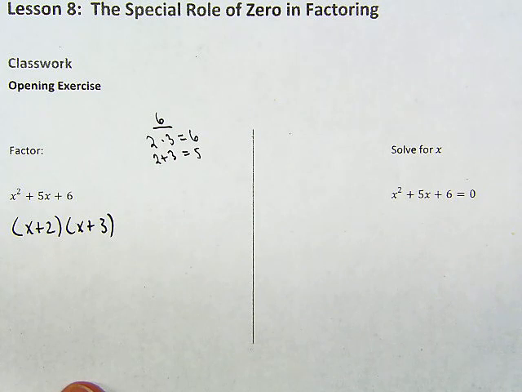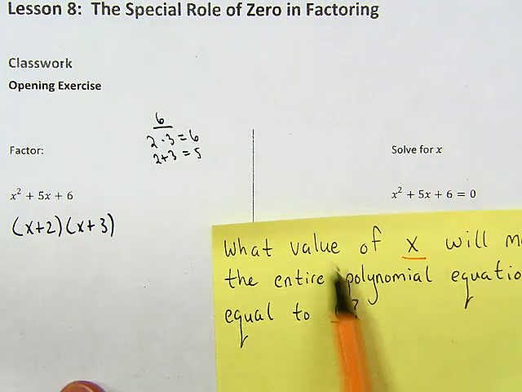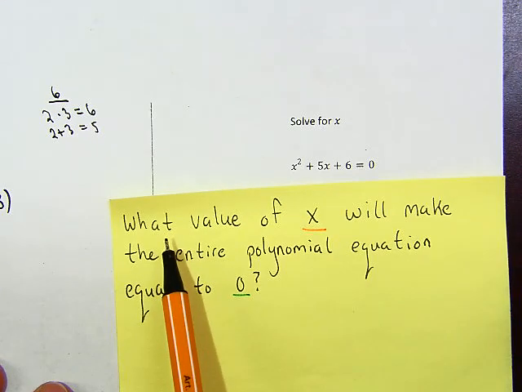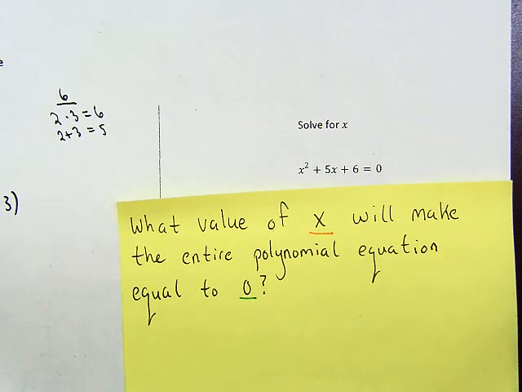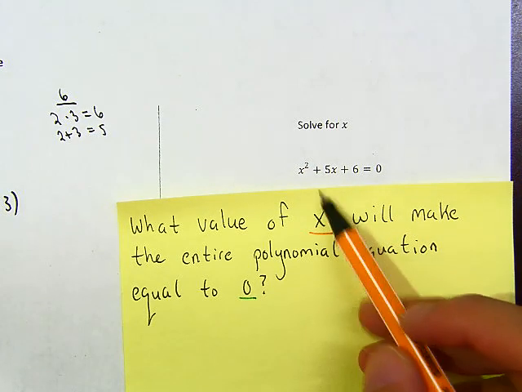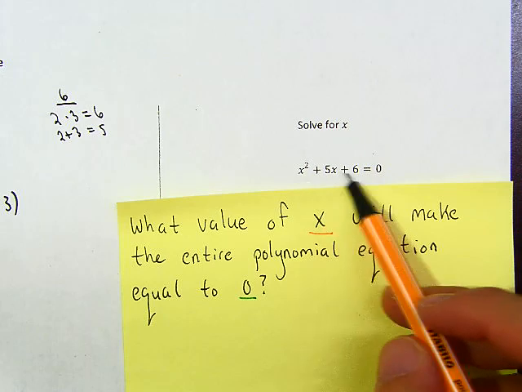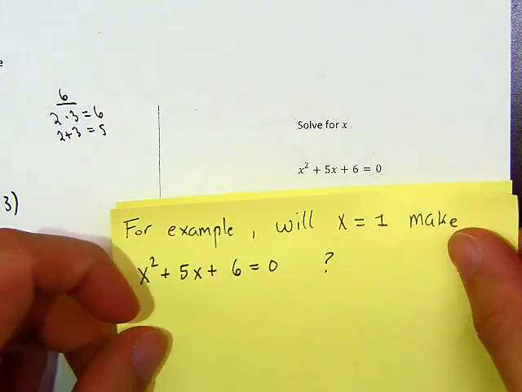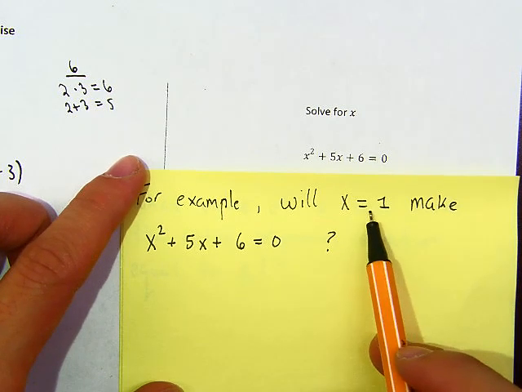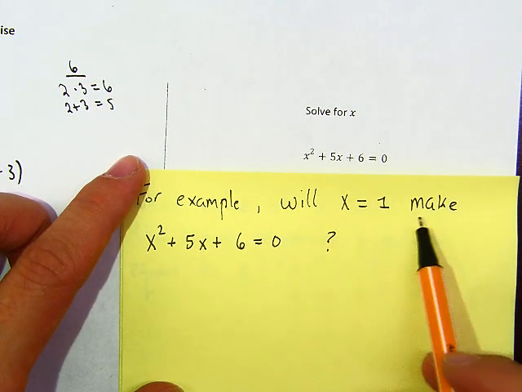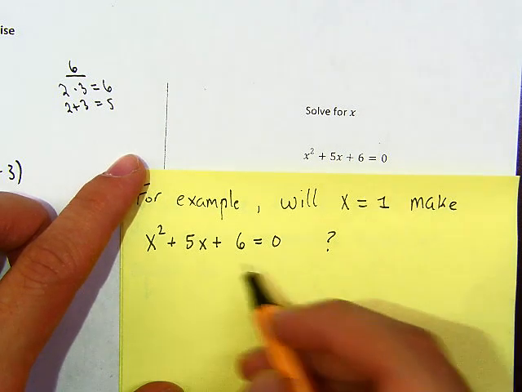Here, what this is saying is, how do I solve for x? And the real question you're asking is, what value of x will make the entire polynomial equation equal to 0? For example, if I plug in a number for x, how do I make the whole thing equal to 0? Let's say I use x equals 1. If I plug in x equals 1 into this, will it make the whole thing equal to 0? Well, let's take a look.